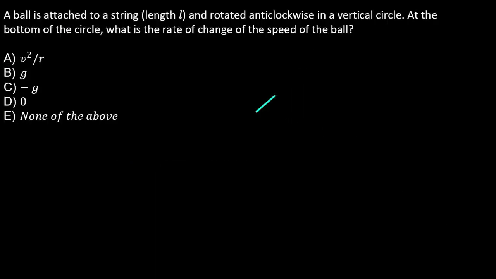A ball is attached to a string with a length L and rotated anti-clockwise in a vertical circle. So that means the ground is somewhere here, given it's a vertical circle. And at the bottom of the circle, what is the rate of change of speed of the ball?